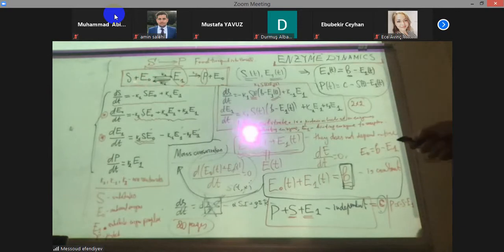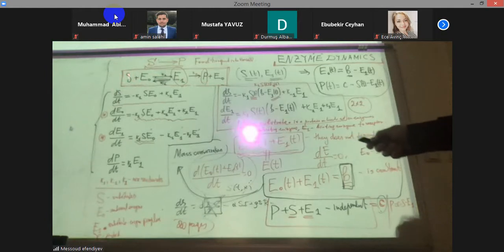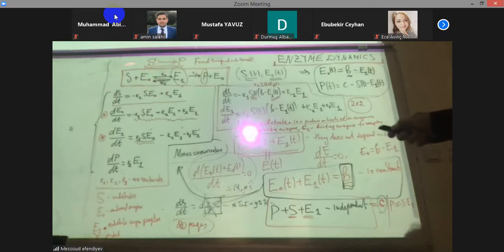And then S is the substrate. The substrate is the molecule on which the enzyme acts. So you have the enzyme, some molecule, and you see that they meet each other. Last time I explained it. The substrate is also a molecule, and it is the one on which the enzyme acts. So they are coming together.